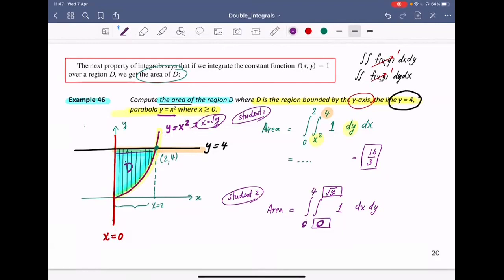Hopefully you get a sense of how to integrate in two dimensions. This is going to be a big part of the final exam as well, so I expect everyone to set up the integration like that. If you integrate this, you're going to get the same thing, 16/3. The answer is going to be the same. You can try it at home. If you integrate both ways, you're going to get the same answer.